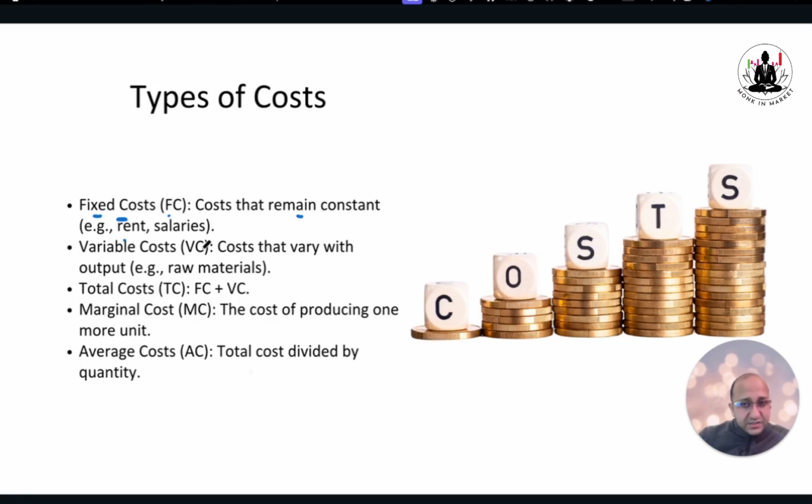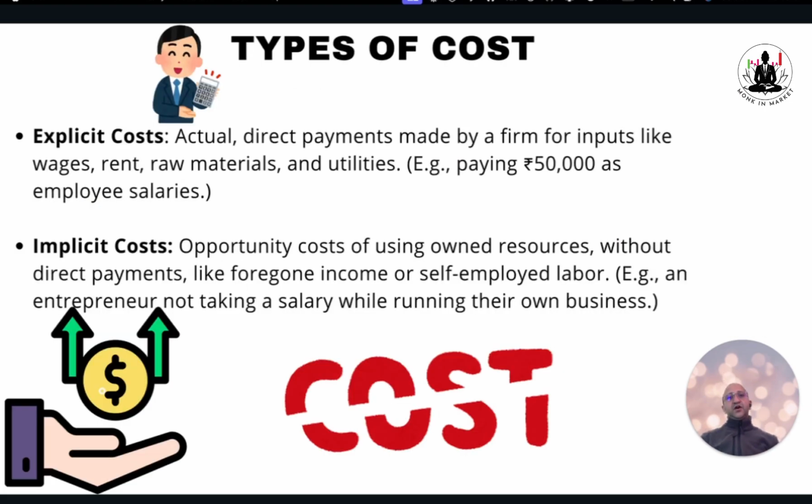Now, average cost. This is the total cost divided by the quantity. Average is just like whatever we studied in mathematics class in school days. Total divided by the total number of people, like that. So these are the various types of costs, right? Now, there are a few more types of costs over here: explicit and implicit.